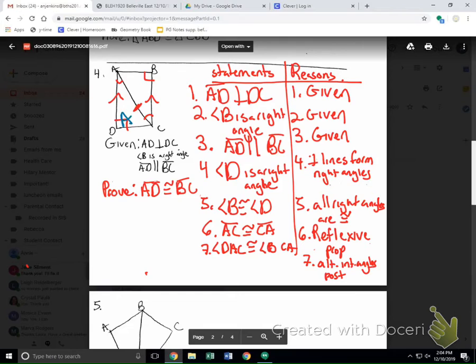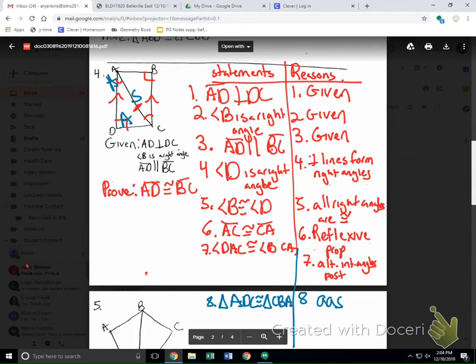So we have an angle, we have an angle and we have a side. Is that an included side? No. So which one are we using? AAS. Okay, so that means we can say our two triangles are congruent. Triangle ADC is congruent to triangle CBA.